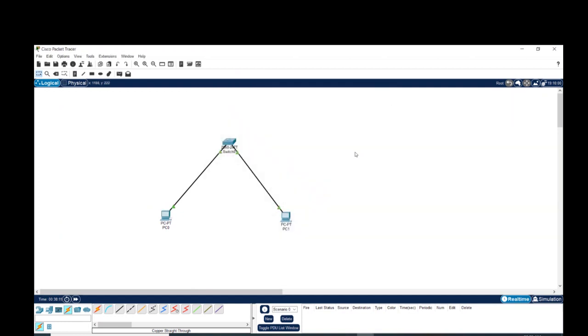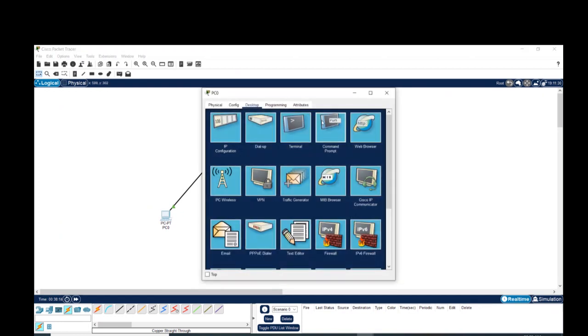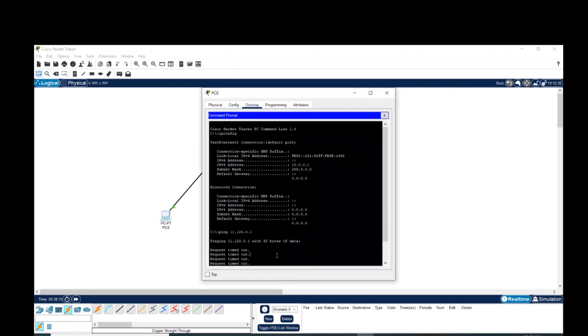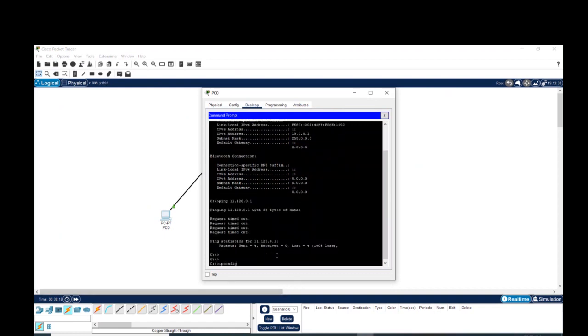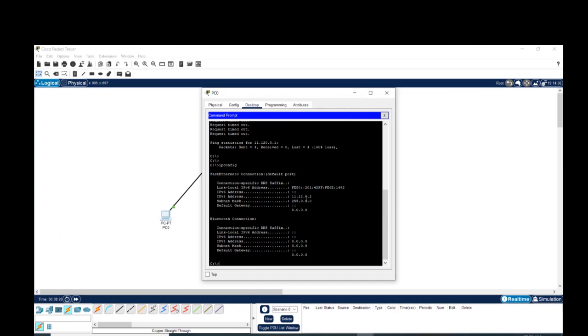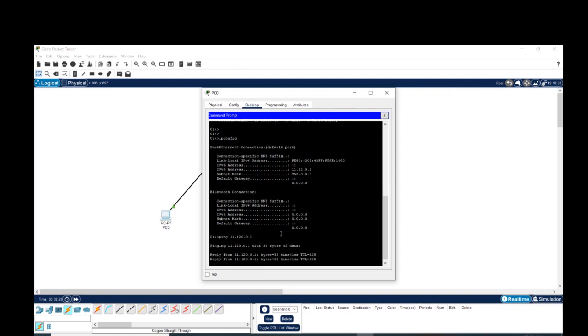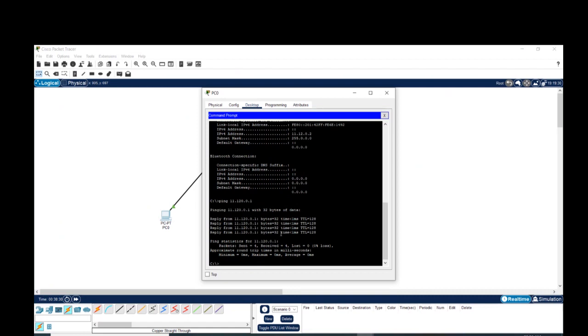Okay, so now I'll go to the command prompt, again run ipconfig. Now it's shown 11.120.0.2, and now we'll ping 11.120.0.1. I'm getting a reply now. Yes, sir. Because both systems have a valid IP address and the network IDs are the same with different host IDs. So that's the reason they are communicating.